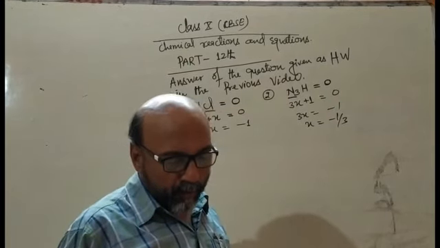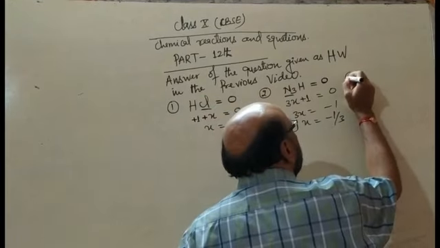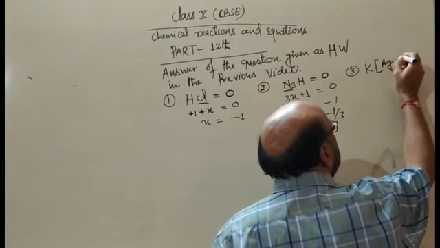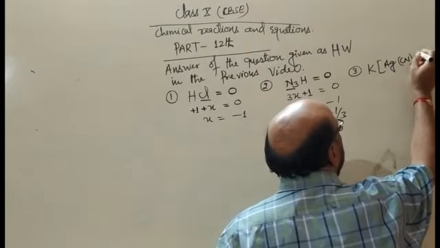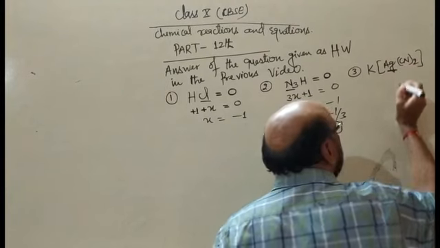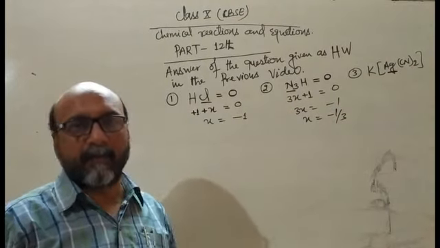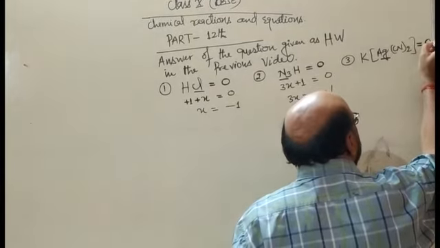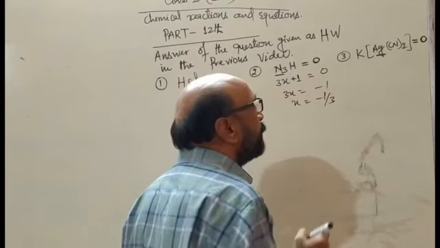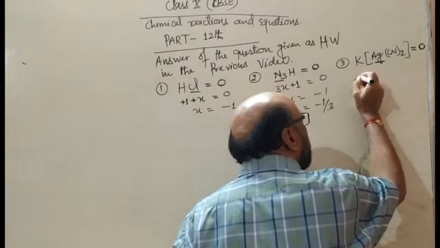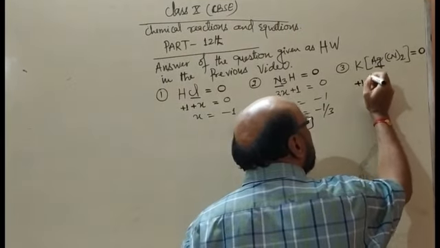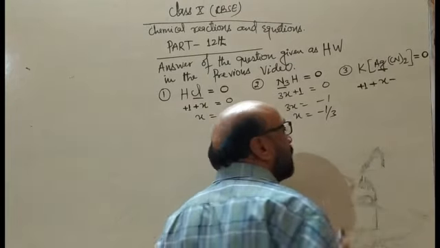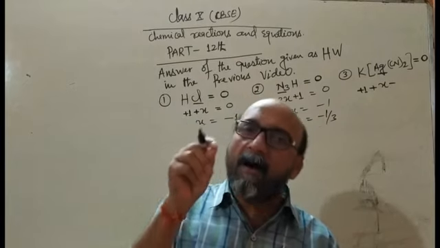The third compound was KAg(CN)2, in which you need to calculate the oxidation state of silver. Again, this compound as a whole we shall write 0. Potassium is an alkali metal whose oxidation state is +1. Use X for silver. And CN is an ion, cyanide ion.